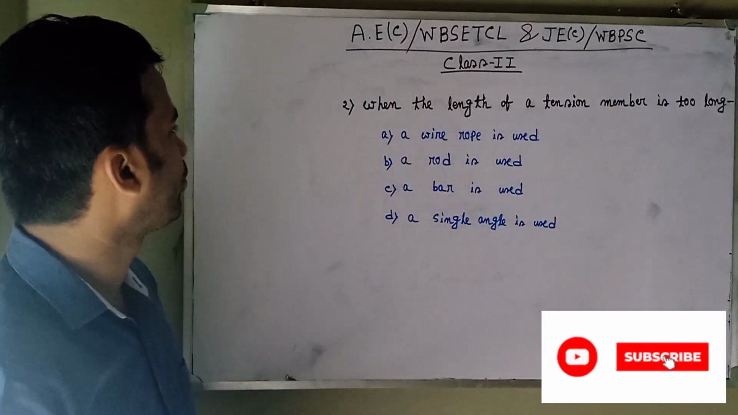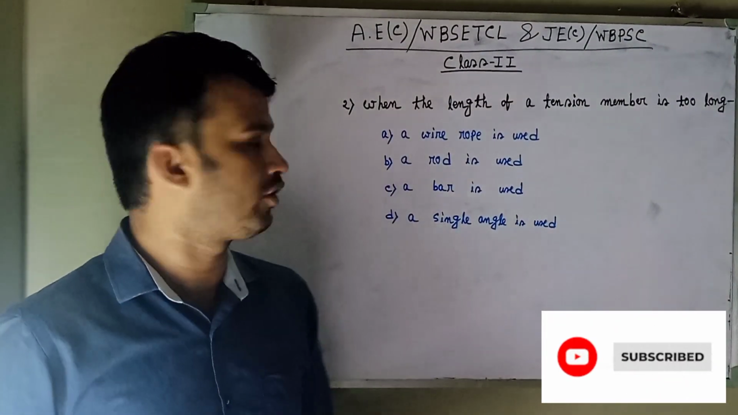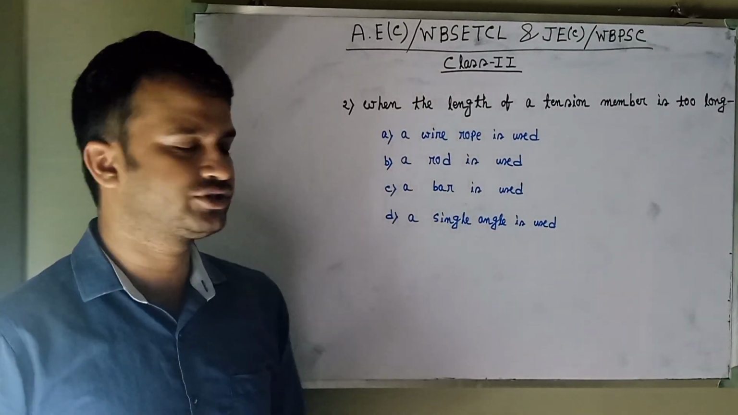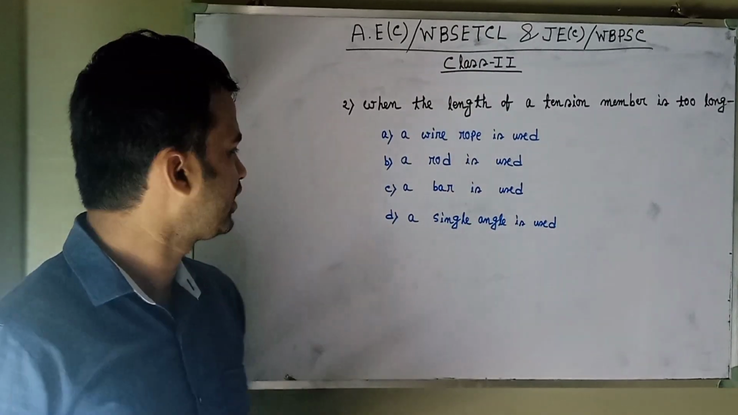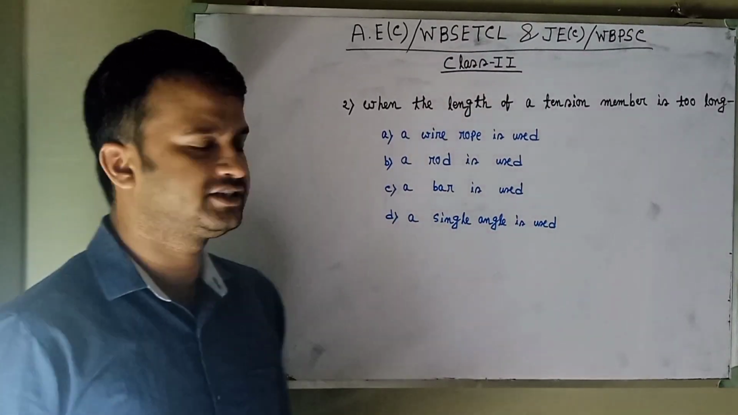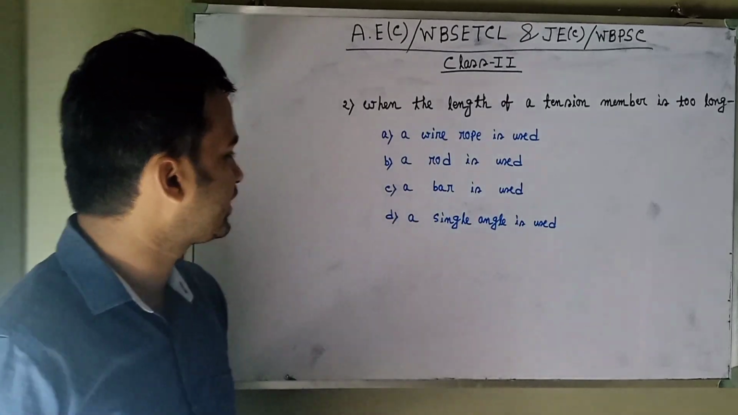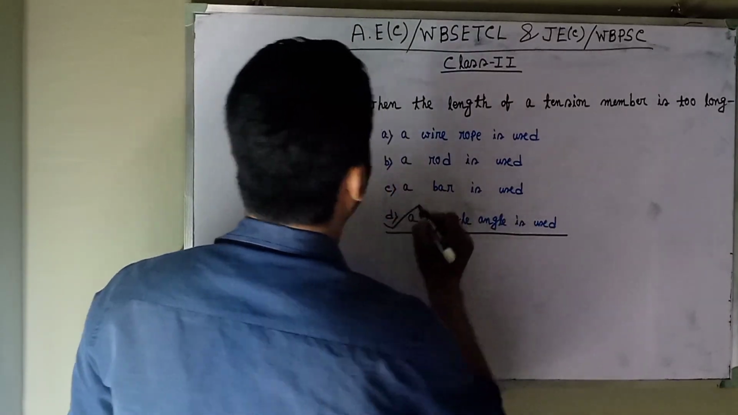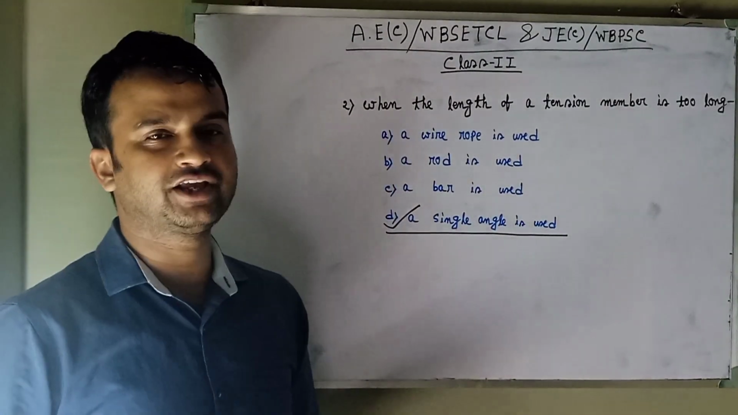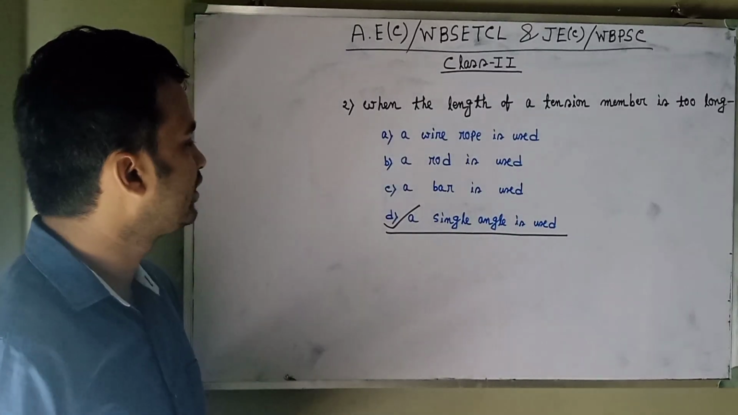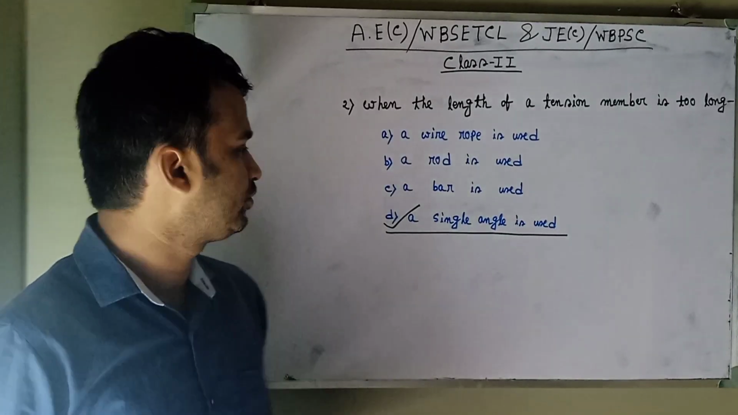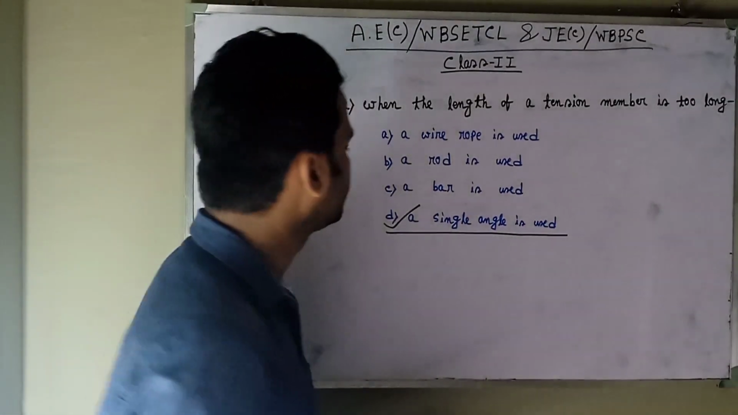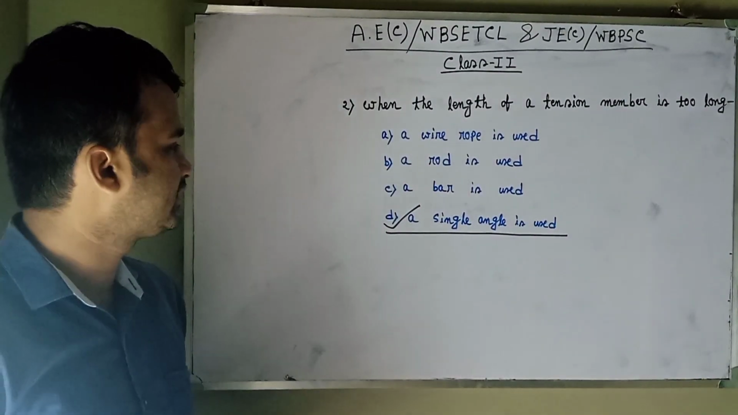Question number 2. When the length of a tension member is too long, option A: wire rope is used, option B: a rod is used, option C: a bar is used, and option D: a single angle is used. In this question the correct answer is option D, a single angle is used. When the length of the tension member is very long, then you will use a single angle. So the correct answer is option D.